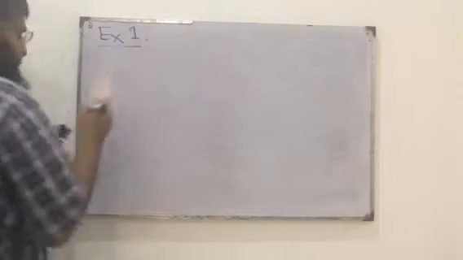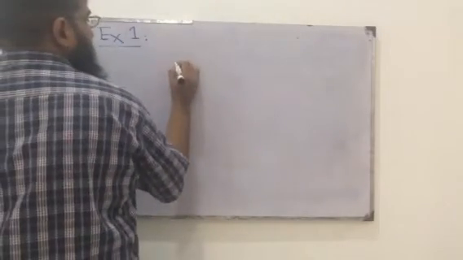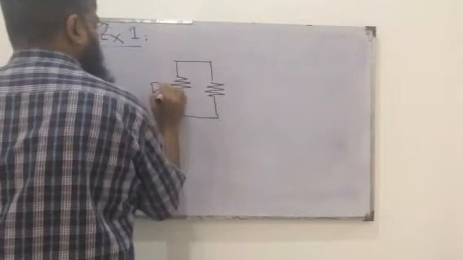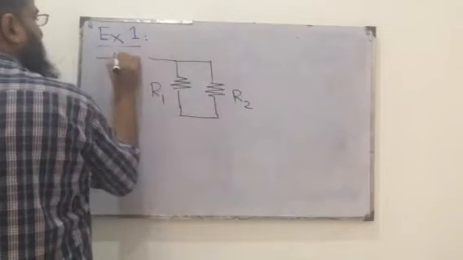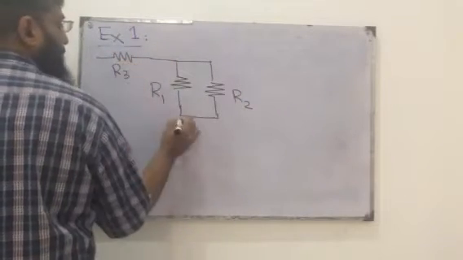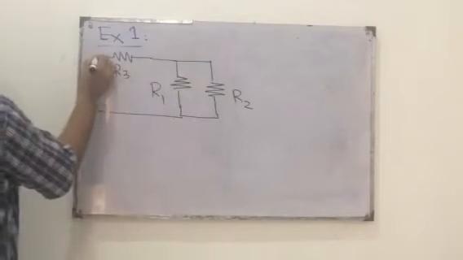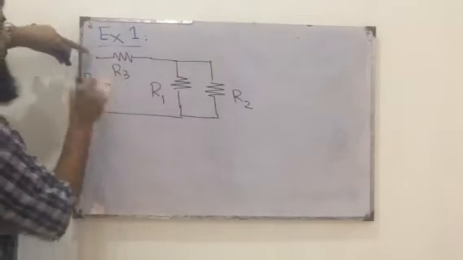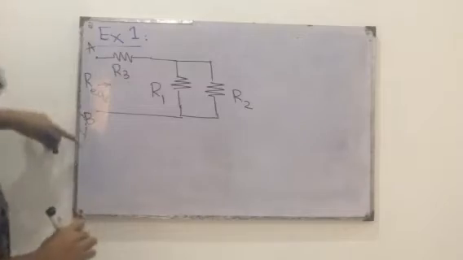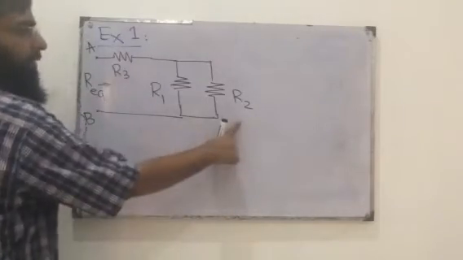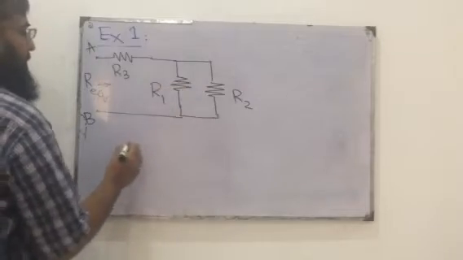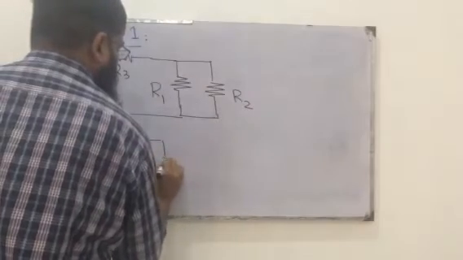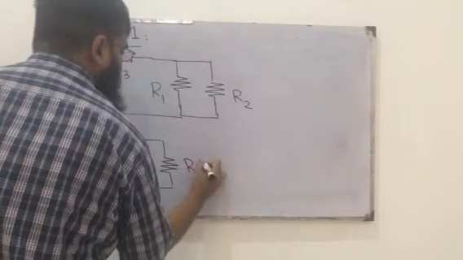Example 1 is a circuit having two resistors R1 and R2 connected in parallel and R3 in series. So if you want to calculate R equivalent between these 2 points, let's call them A and B. Between A and B, we'll start from the opposite side. We'll start from R2. R2 is in parallel with R1, and then this can be replaced with a single resistor.